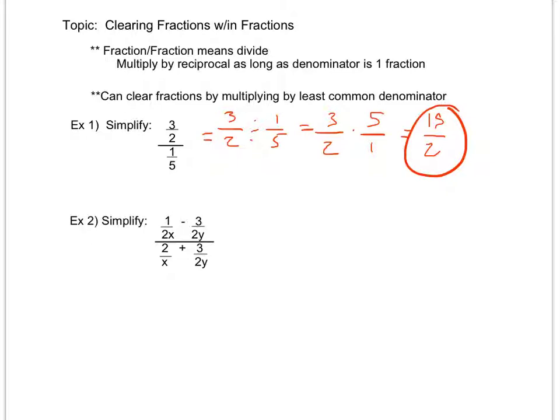The second example is looking a little bit more complex. Notice now, if I look at my denominator, it's not one fraction. I have two fractions being added together. So what I'm going to do is get rid of all these extra little fractions within this one large fraction by multiplying both top and bottom of my larger fraction by the least common denominator of all of my little fractions.